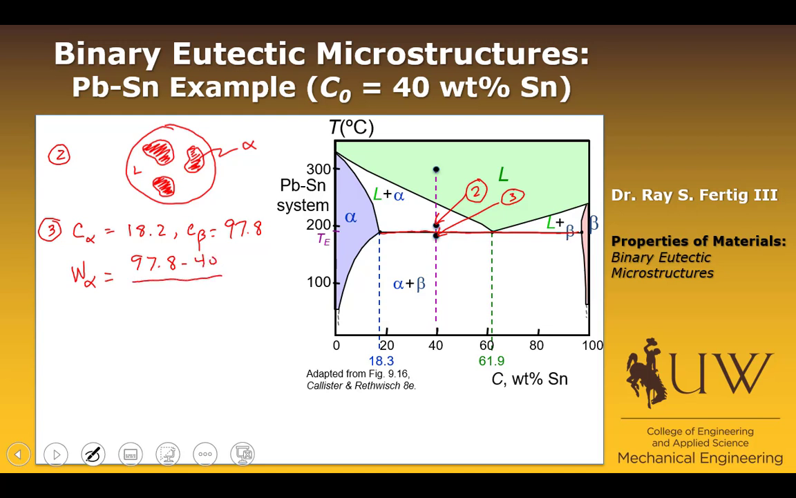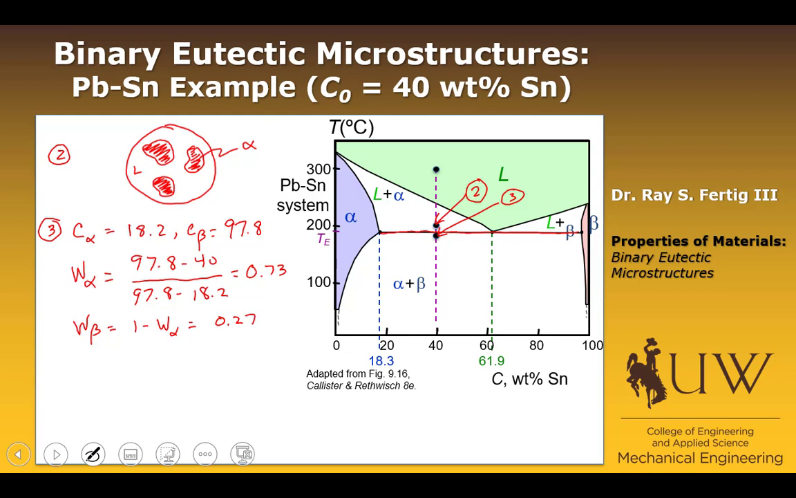divided by 97.8 minus 18.2, which when we do the math on that comes out to be 0.73. So it's 73 weight percent alpha, and then we can compute beta as 1 minus W of alpha, which comes out to be 0.27 weight fraction tin.